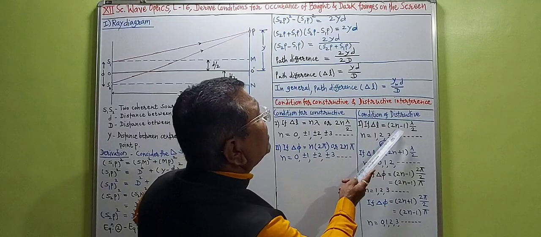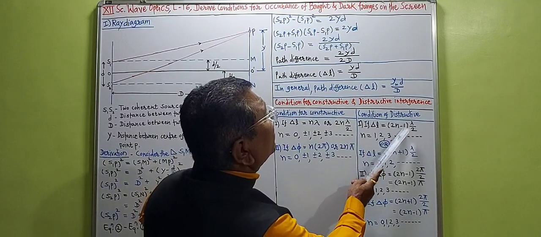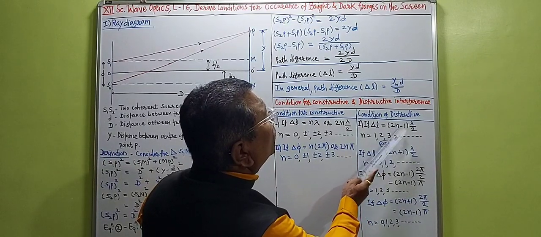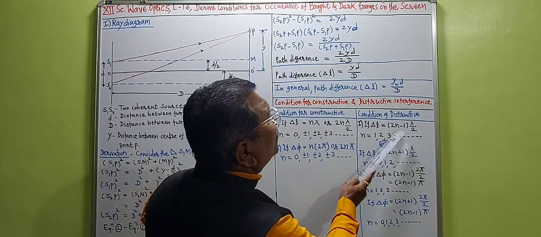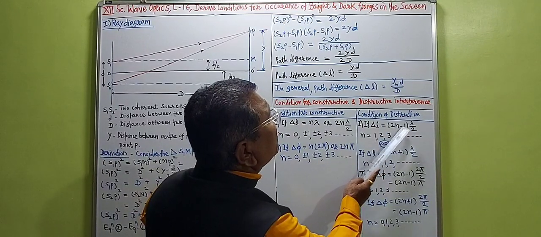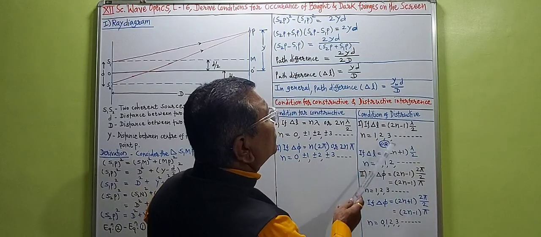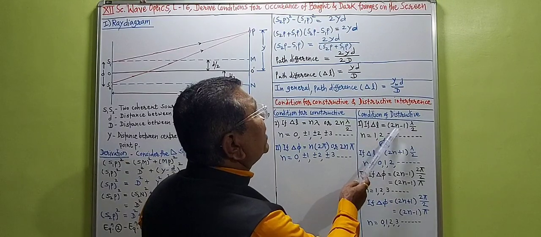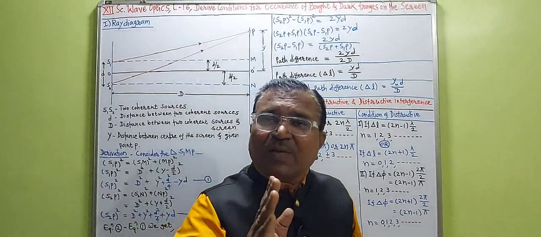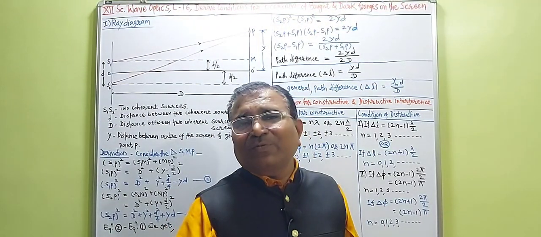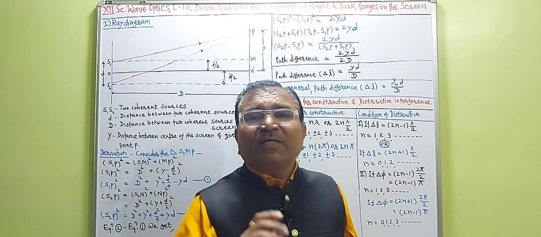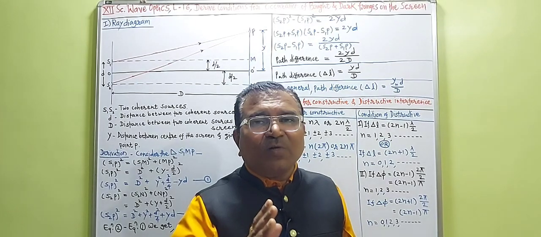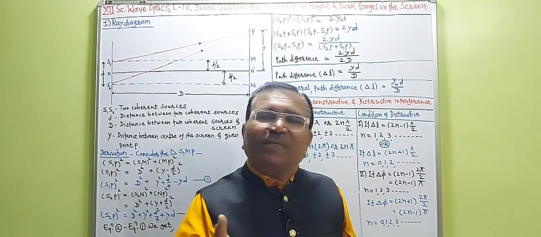So, put n is equal to 1: 2 minus 1, we get 1 lambda by 2. Put n is equal to 2: 2 into 2, 4, 4 minus 1, 3 lambda by 2. Put n is equal to 3: 3 into 2, 6, 6 minus 1, 5 lambda by 2. That means we get 1 lambda by 2, 3 lambda by 2, 5 lambda by 2, 7 lambda by 2, 9 lambda by 2. In every case we get an odd multiple of half the wavelength. Lambda by 2 is nothing but half the wavelength.